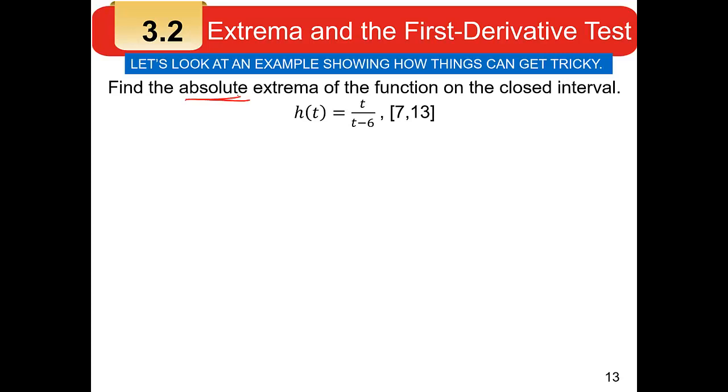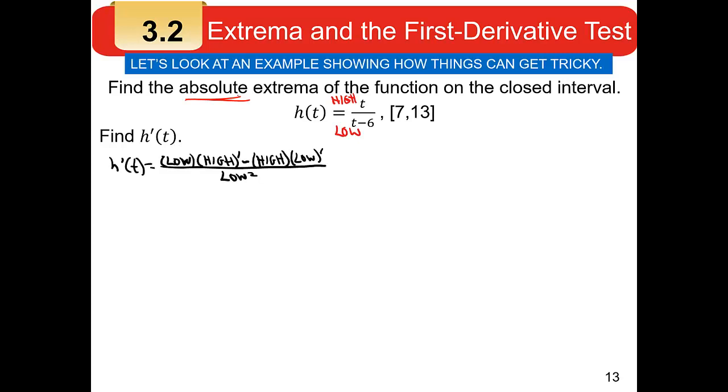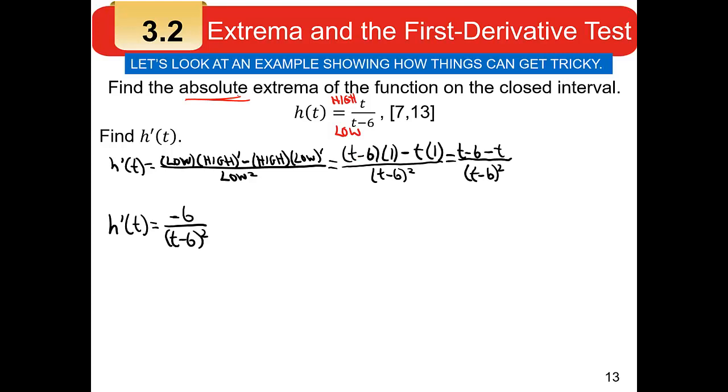That means I have to check the endpoints as well. Still go through the process of doing the relative extrema. So that means I need to take the derivative. It's the quotient rule, so you'll do the low d high minus high d low over low squared. And I won't bore you with the algebra, but you'll end up with something fairly simple, -6 over the quantity t minus 6 squared. Now what do you do with the derivative?